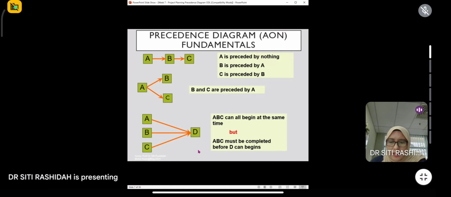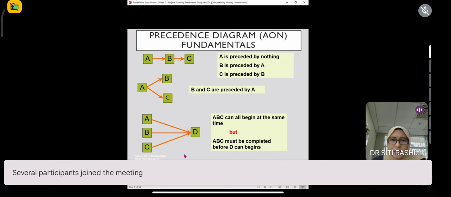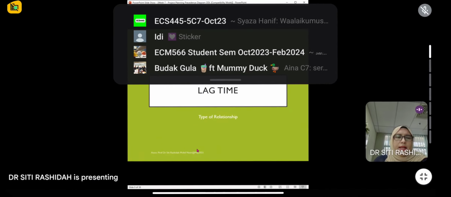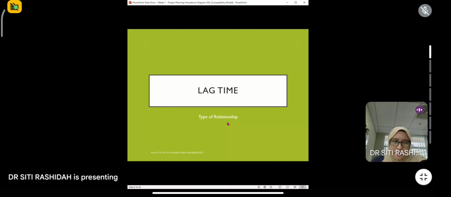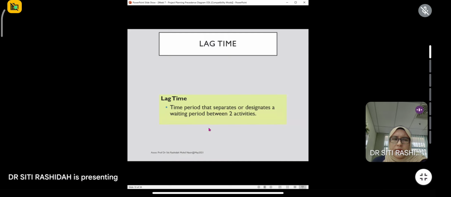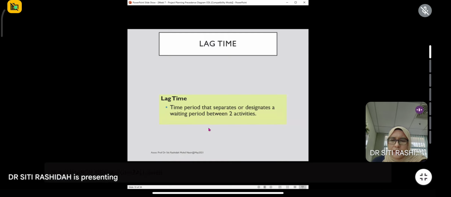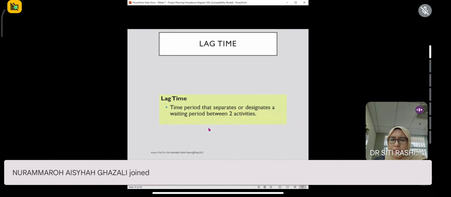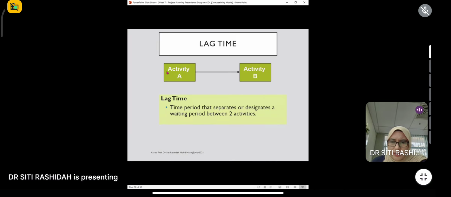Okay, so that is why the arrow is very important to show the dependency of the activities. Okay, now let's look at the type of relationship. Kita panggil dia lag time. Dalam precedence diagram, kita ada introduce lag time. Lag time is where you separate the waiting period between two activity. Maksudnya you have activity A and activity B, tapi kita boleh introduce a relationship where we call it as a finish start, start start, finish finish ataupun start finish relationship. Either one of this, ya.